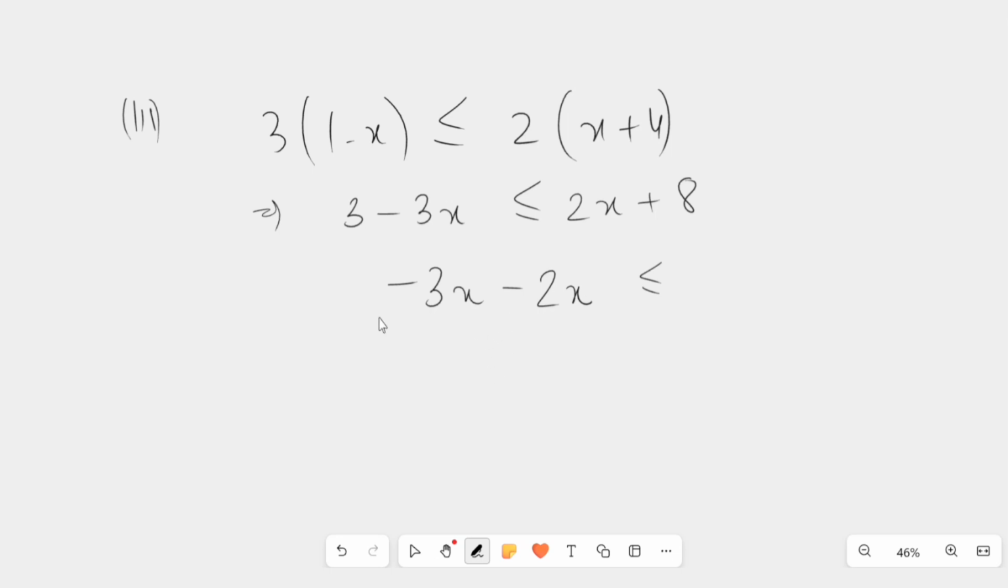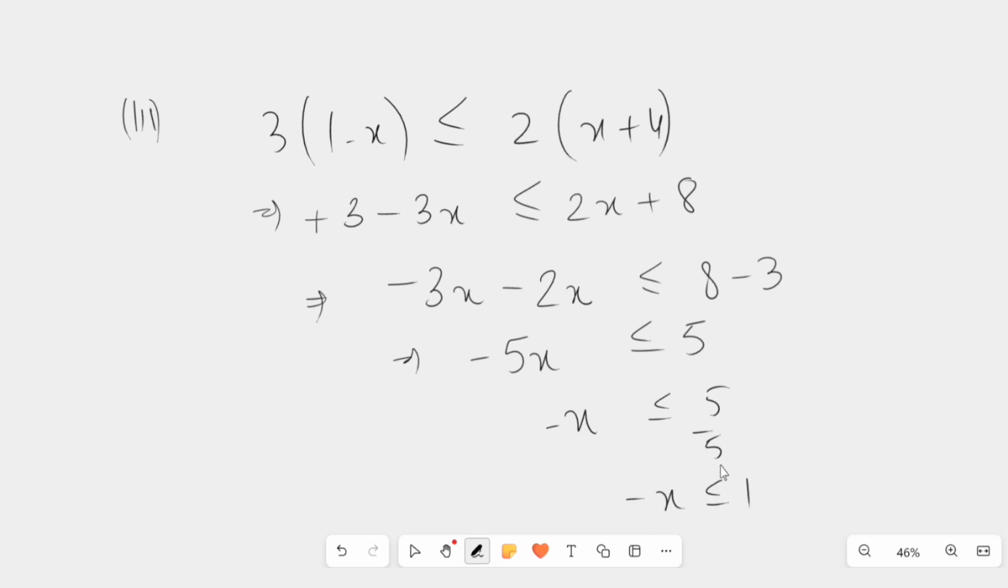Now you can see where we are going, what is different in this example. 8 is as it is, 3 is plus here, plus 3 will go there and becomes minus 3. So this goes as minus minus, that means you're going to add them: minus 5x, and the sign will change, less than or equal to 5. Now when this 5 will go there, minus x as it is, 5 divided by 5, this is okay, this is less than or equal to 1.